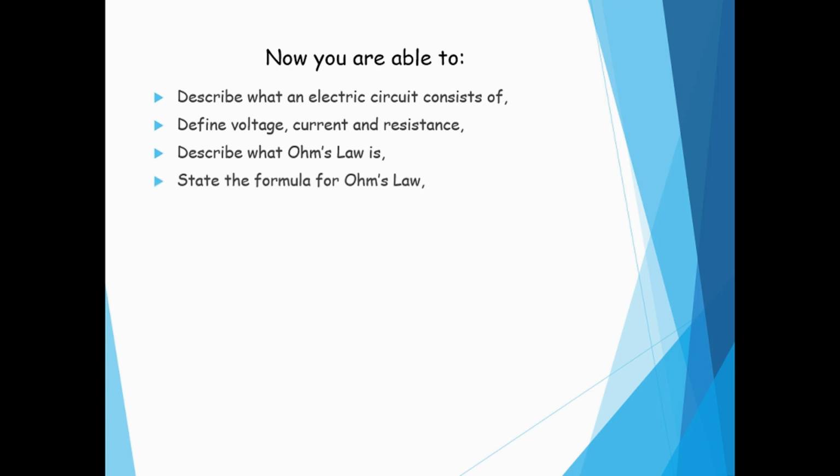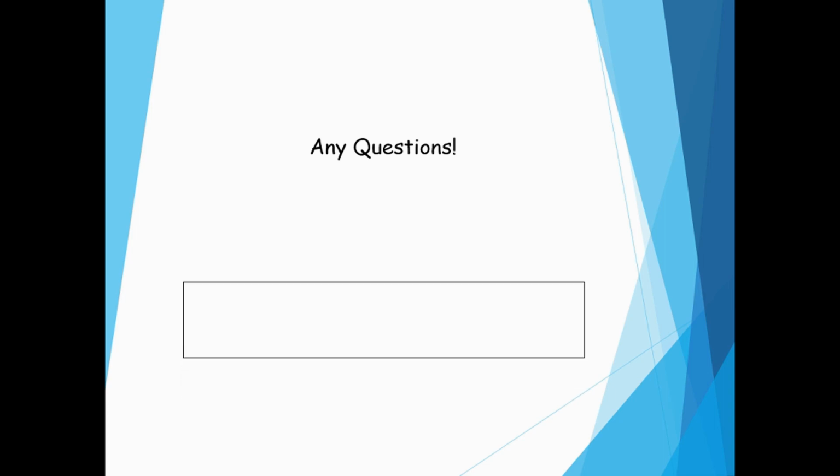State the formula for Ohm's law, which you just said: R equals V over I. Calculate voltage, current, and resistance of simple circuits. We just did a practice, and everything is good. Well done if you got all the answers right.